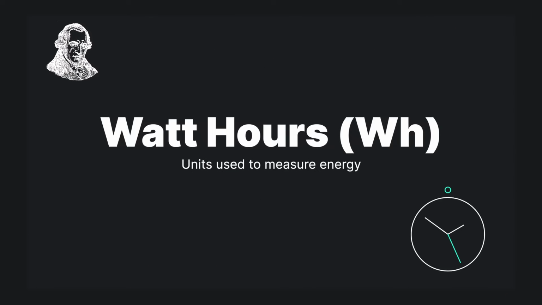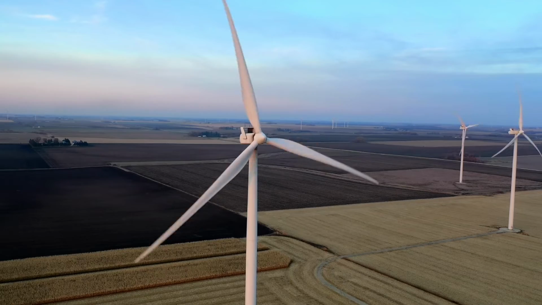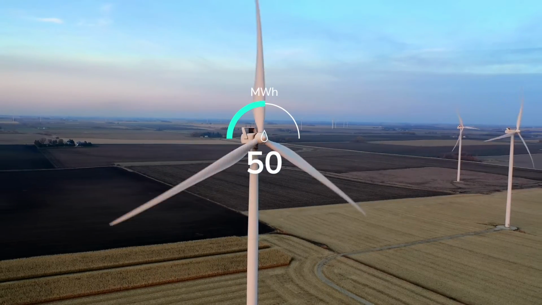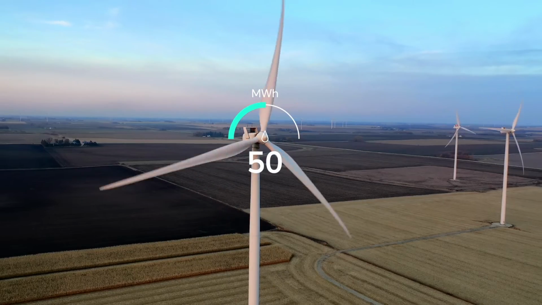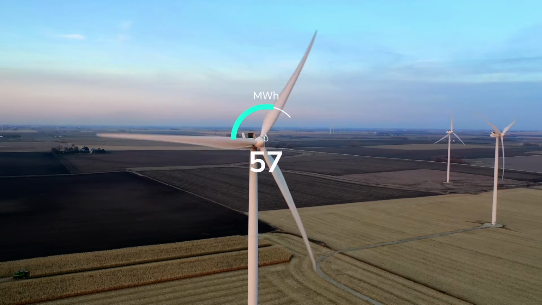So that's how we measure power, but what's the second way of measuring generation? Watt hours are the units used to measure energy, and they go up in the same orders of magnitude as watts. So watt hours, kilowatt hours, megawatt hours, gigawatt hours. 1 megawatt hour just means that 1 megawatt of power is being sustained for an hour. So, if that 50 megawatt wind farm I was talking about generates at full capacity for an hour, it will generate 50 megawatt hours of electricity. And if it generates at its peak for 2 hours, it will generate 100 megawatt hours of electricity. So, that's how generation's measured.